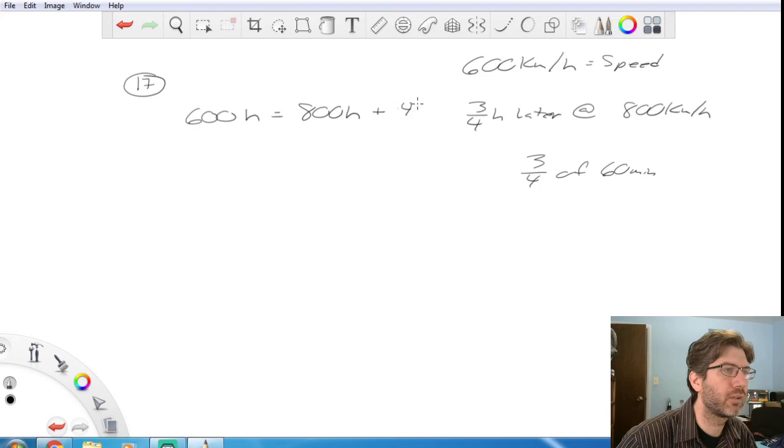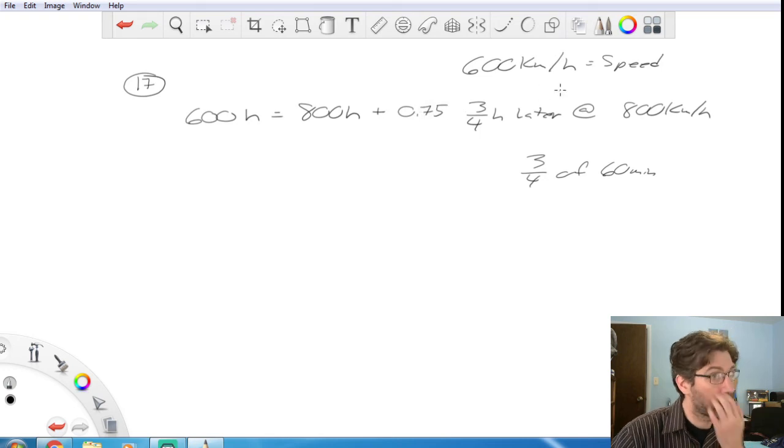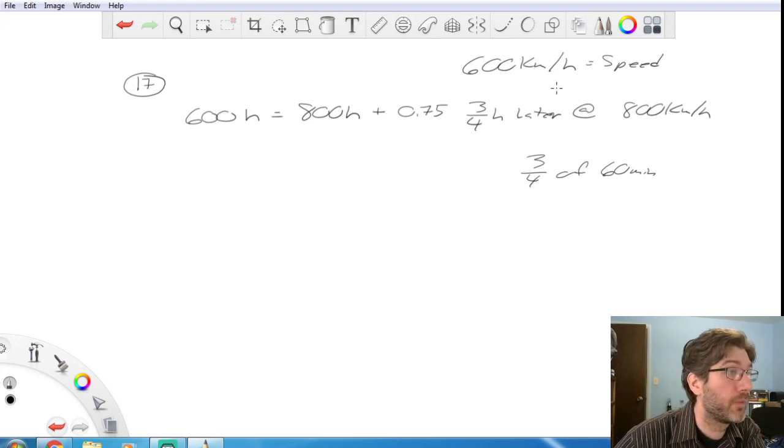So I'm going to add 45 minutes to it. Do I want to do that in minutes? I might want to keep that in hours. I'm just thinking out loud here. Plus 0.75, because that's 3/4. Or you could use it as 3/4, I guess. I don't know, let's see what happens when we do it. We're going to bring h over here. So you can either bring the 600h over or the 800h over. In this case, I guess it doesn't really matter.